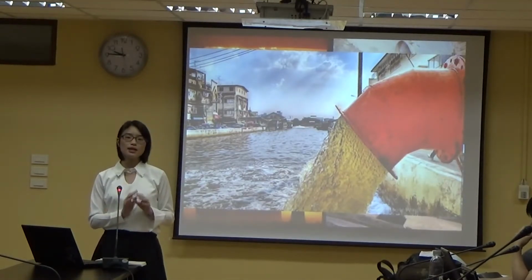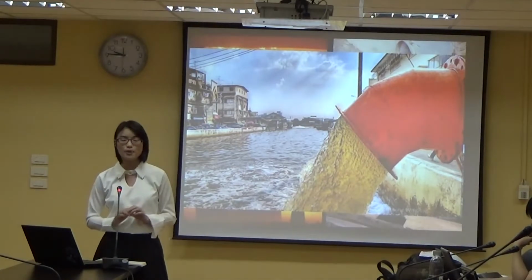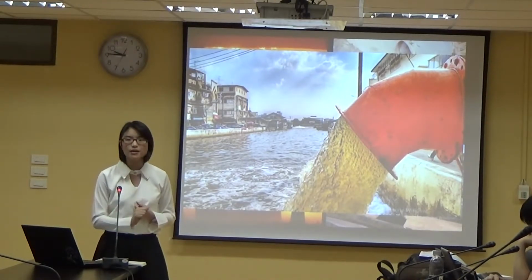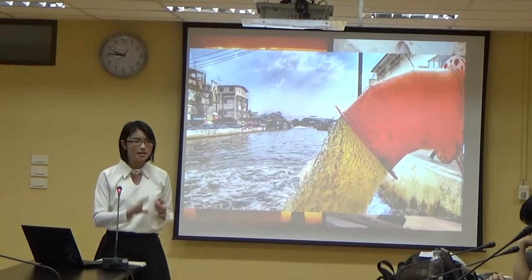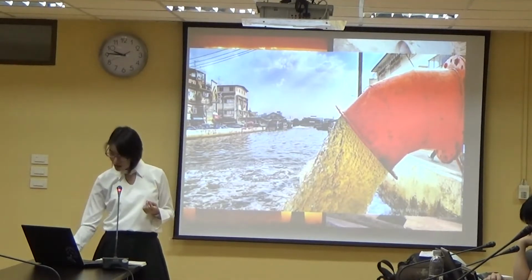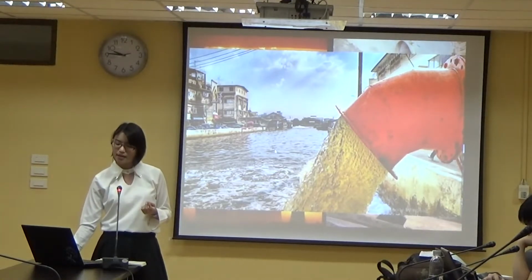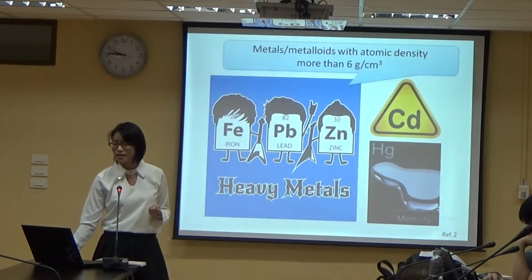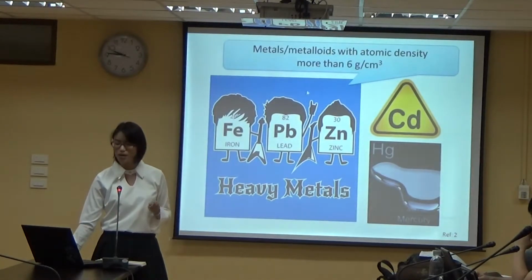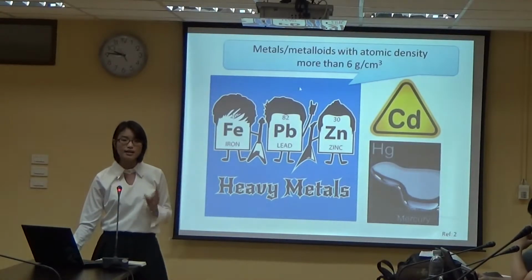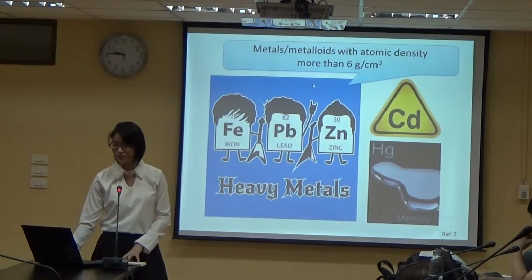If the effluent doesn't go through proper treatment, imagine what will happen. What will happen to the living organisms there, or even worse than that, to human health. And in some cases, these effluents contain heavy metals. These heavy metals are, for example, iron, lead, zinc, or cadmium, and so on. These metals are very toxic to humans.